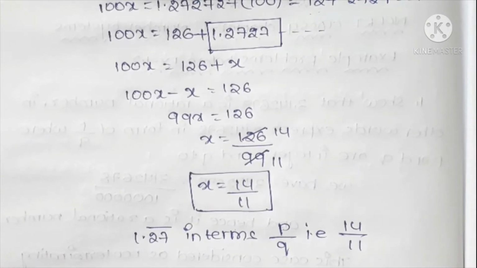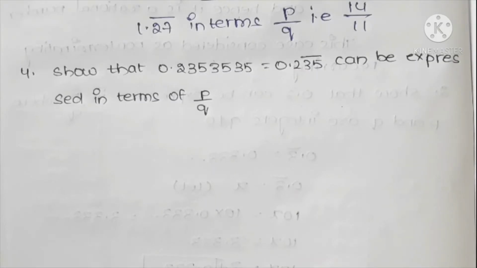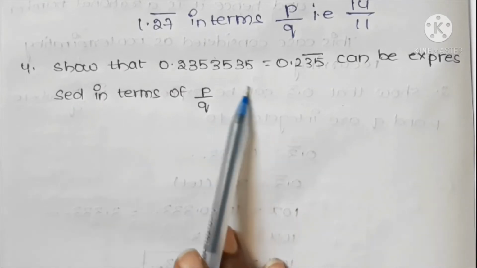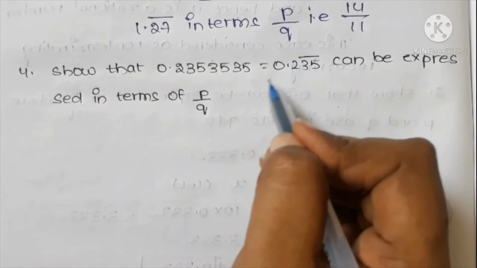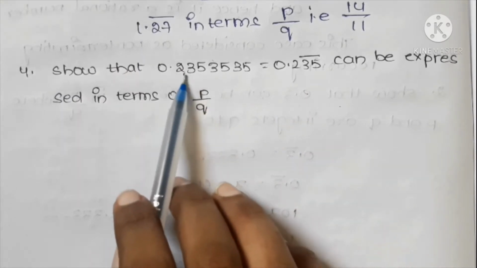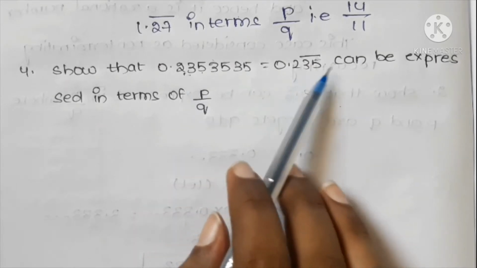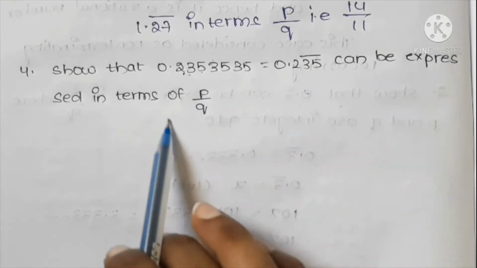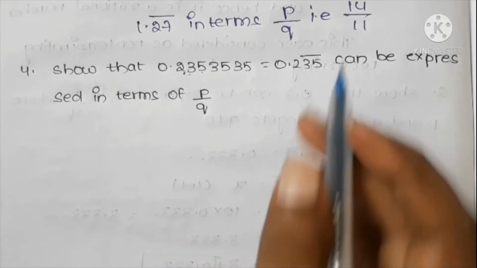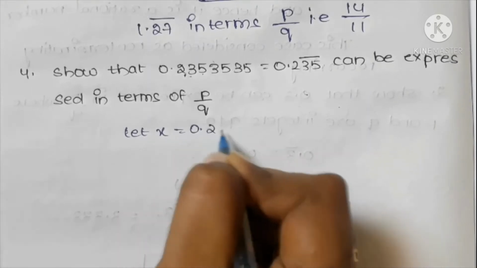And this is about the third question, that is third example. Now let us see the fourth question, that is show that 0.235353535... equals 0.2¶35 bar can be expressed in the form p by q. And in this question we have the bar only for 35. In the previous question we had the bar for all the numbers, and now we have the bar only for 35.